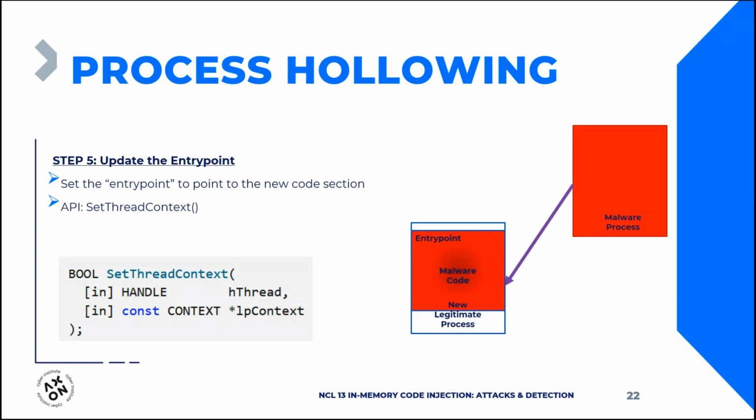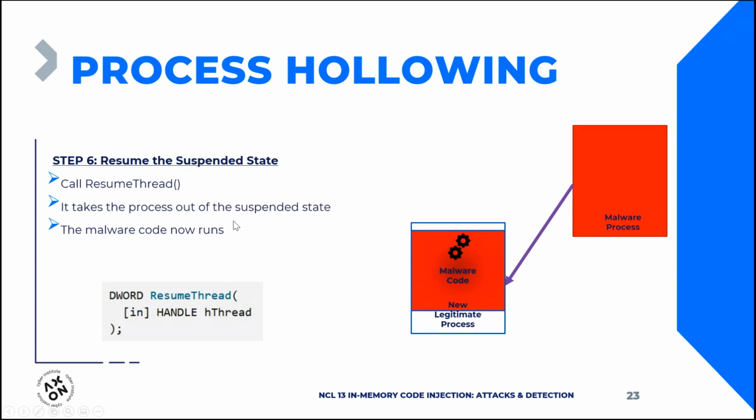Once I update it, now I'm gonna call resume thread. So in order to execute my code, all I need to do is call resume thread. Remember, the process is already in memory. It's already triggered, it was suspended. So in order for it to run, all I need to do is resume the thread.